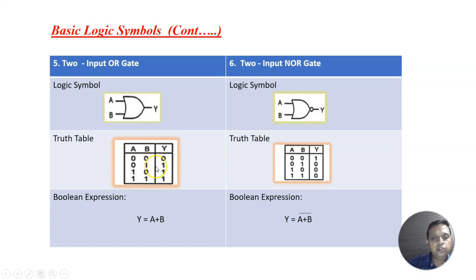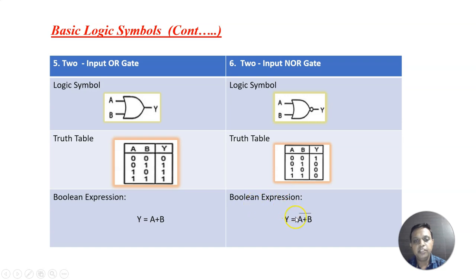So 0 plus 0 is 0, 0 plus 1 is 1, 1 plus 0 is 1, and 1 plus 1 in binary you need to write down as 1. Means 0 and three ones. Let us move towards two input NOR gate. Again, you can compare the logic symbol of OR gate and NOR gate. It is having a simple bubble, right? The truth table is just the reverse of this OR gate. Instead of ones, we have zeros, and instead of zeros, we have ones.